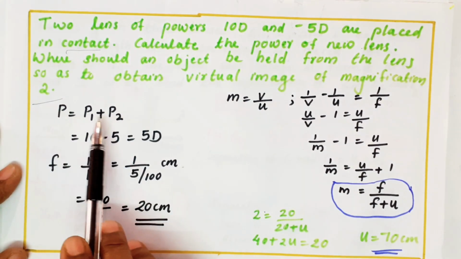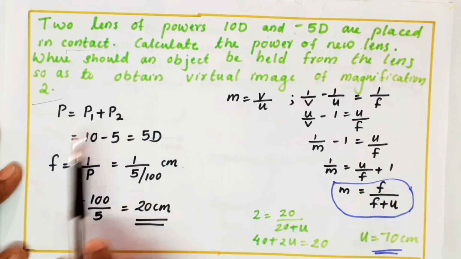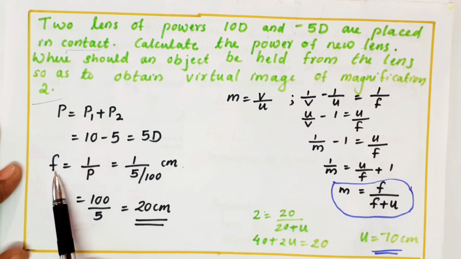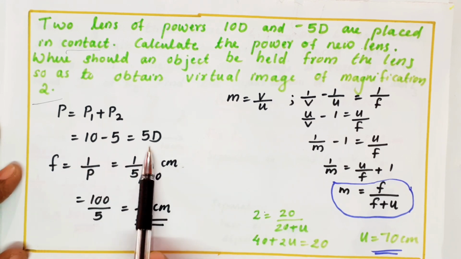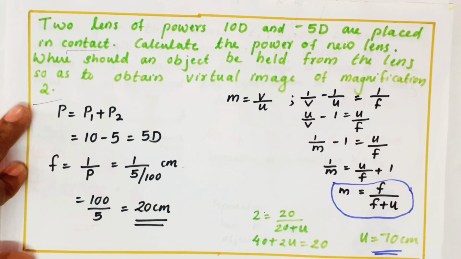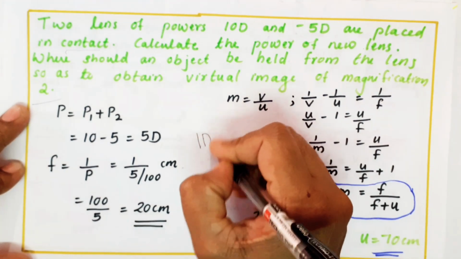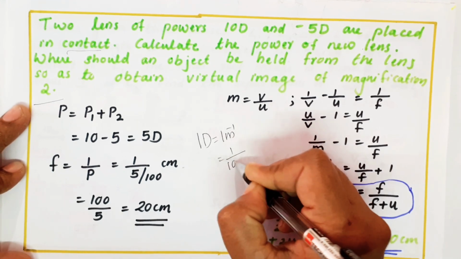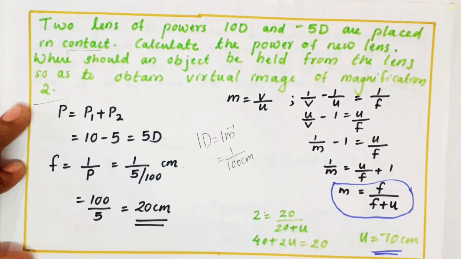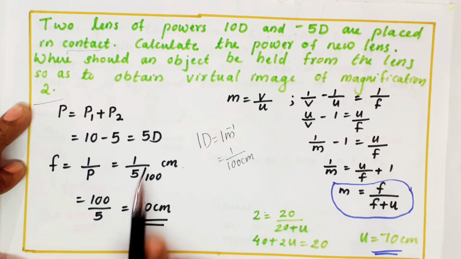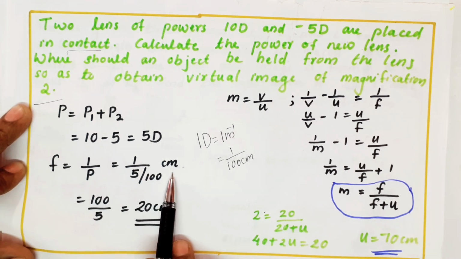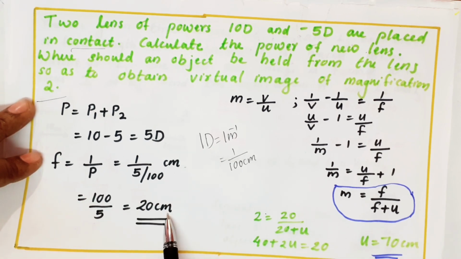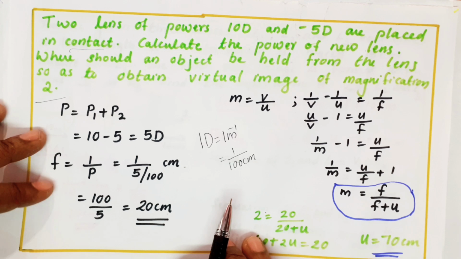First part is simple, power of combination P1 plus P2. That is 10 minus 5, which is 5 diopter. Next, what is focal length? 1 by P. Remember here, diopter, 1 diopter is nothing but 1 meter inverse. It means 1 by 100 centimeter. So 5 diopter means 5 by 100 per centimeter. So this goes up, and I'll get 100 by 5, which is 20 centimeter. This is the main thing you remember.